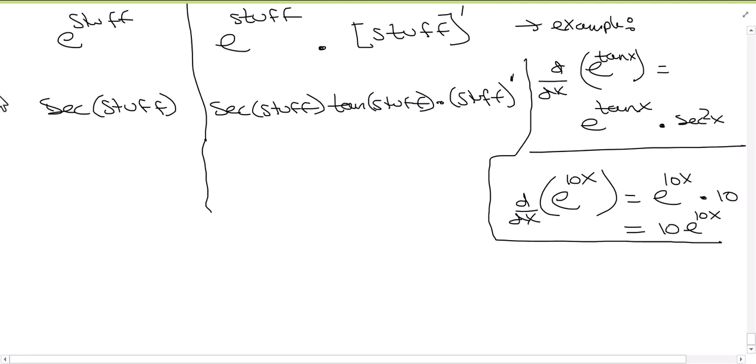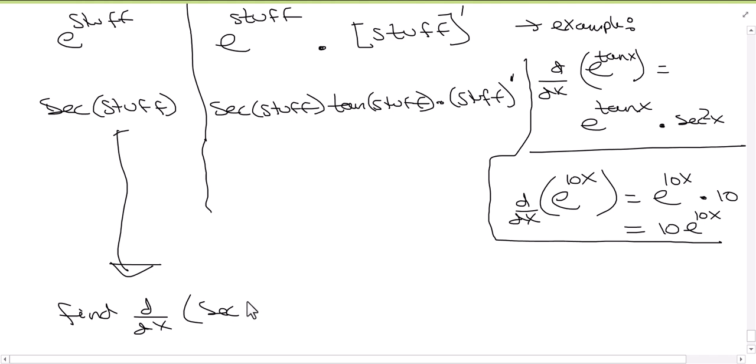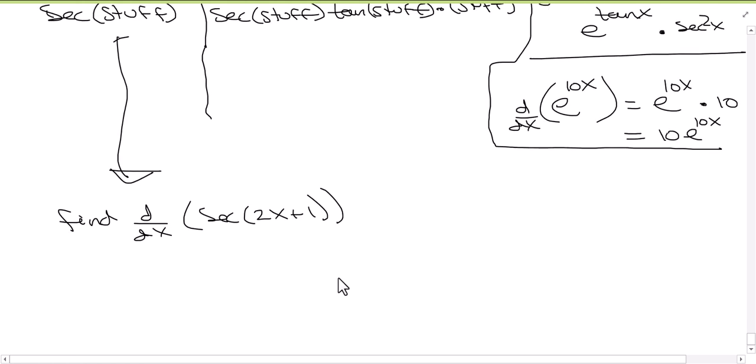So a quick example, again with secant: find the derivative of secant of, let's say, 2x plus 1, right? What will the derivative of this be? So go ahead, write it on your own, pause this video, do it, and then unpause to see the answer.